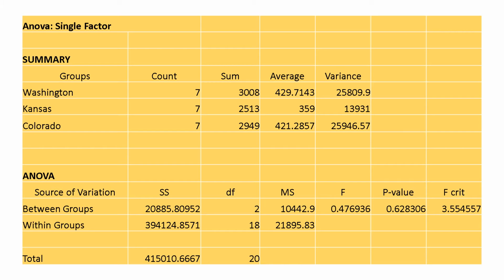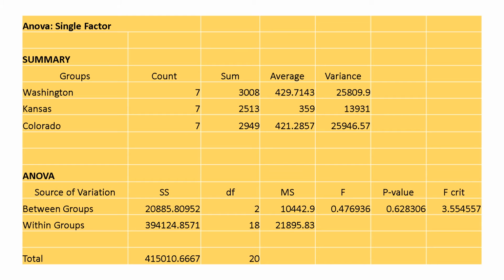All right, and so since I am looking at three groups, what I needed to do was run an ANOVA single factor test, and I just went ahead and did that on Excel. And right away you can see, just looking at the numbers, that the variance with Washington and Colorado is quite similar, whereas Kansas has a much lower number. It's just about half, which means that the variance is much smaller with Kansas.